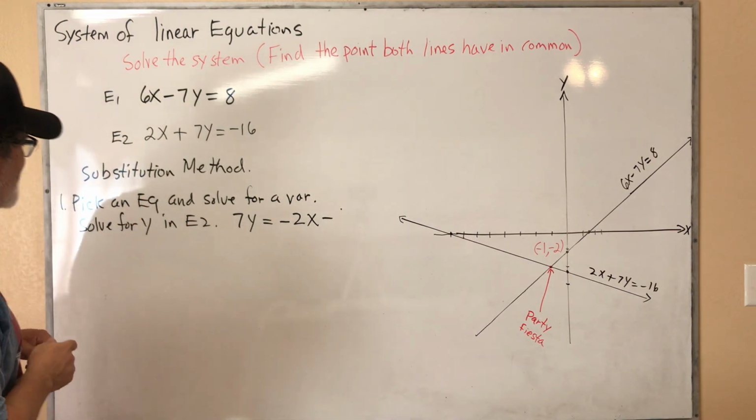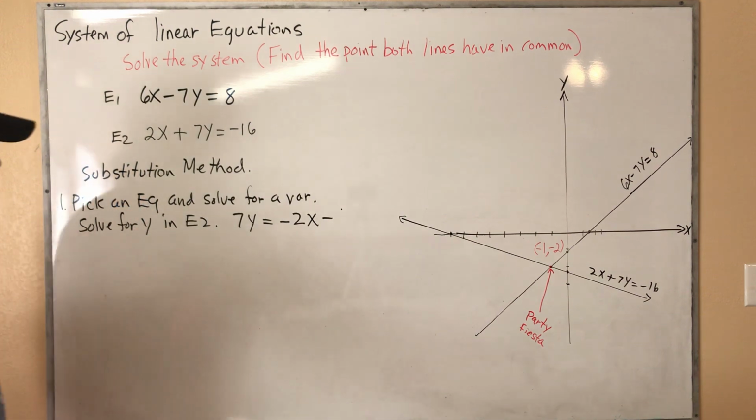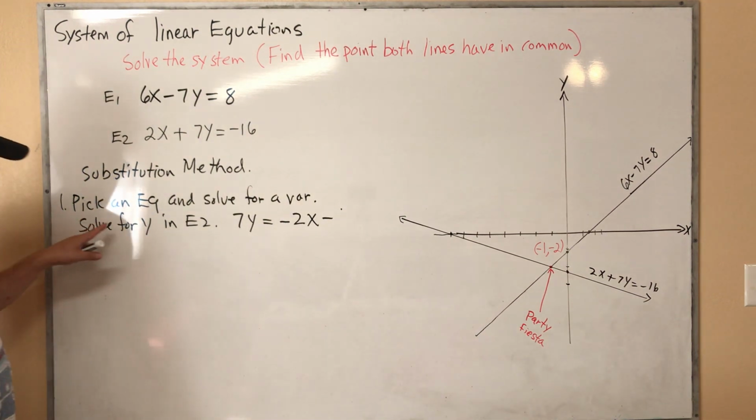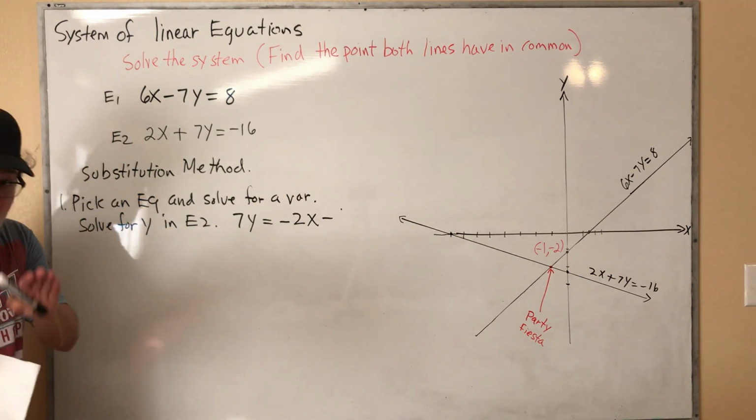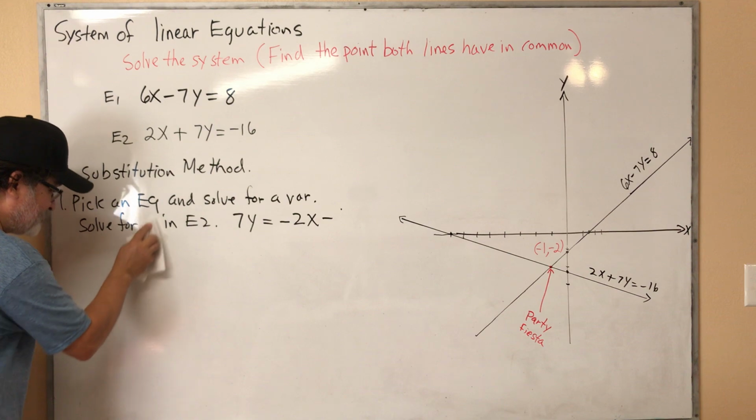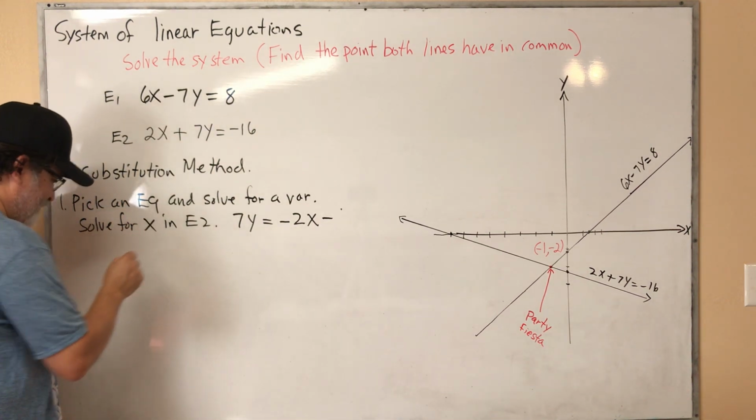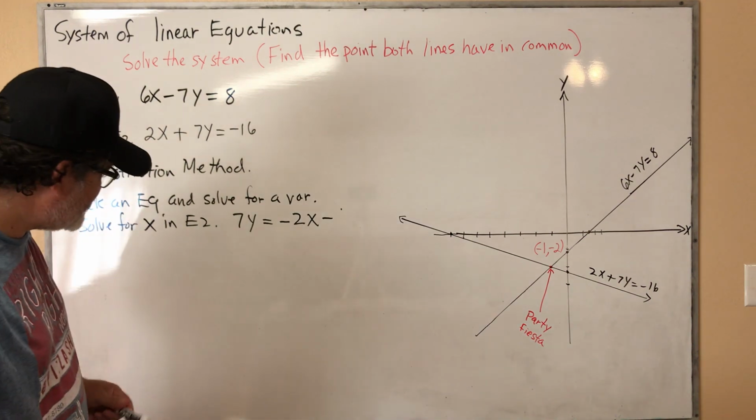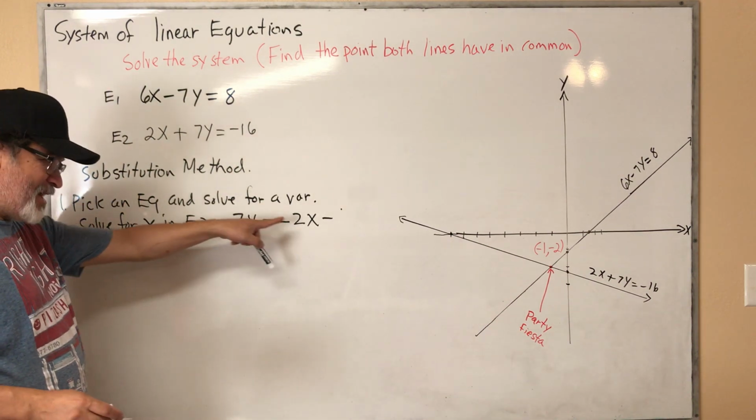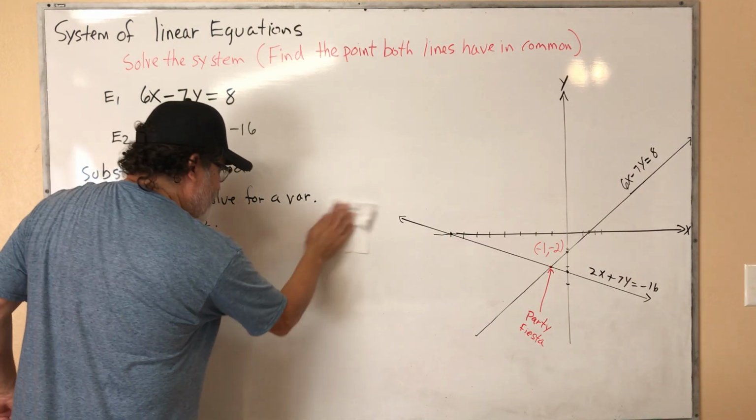Actually, you know what? I think I'm going to change my mind because I'm going to get too many fractions. Yeah, I'm going to solve for x instead. I can do that. I can change my mind. I'm going to solve for x. It's easier. So instead of y, I'm going to get x by itself, okay? I think that's better.